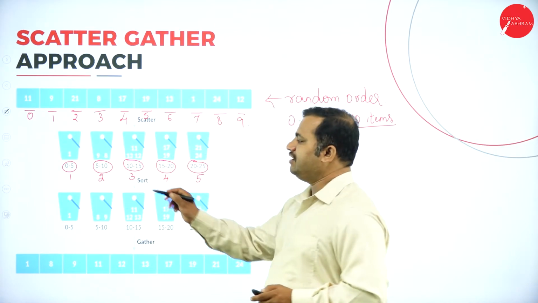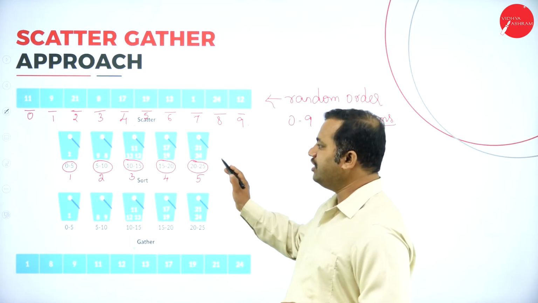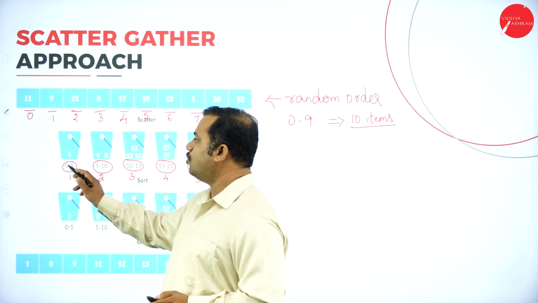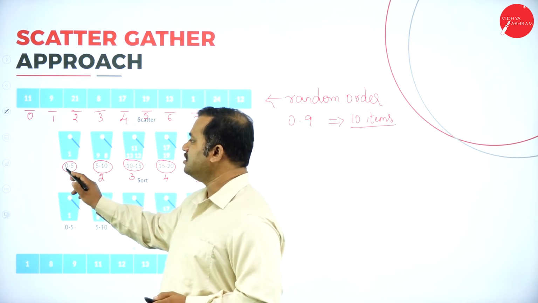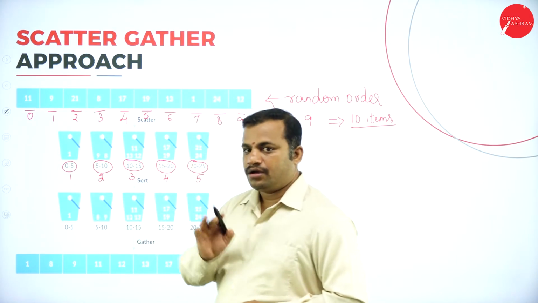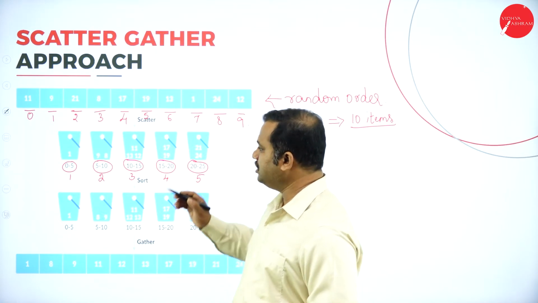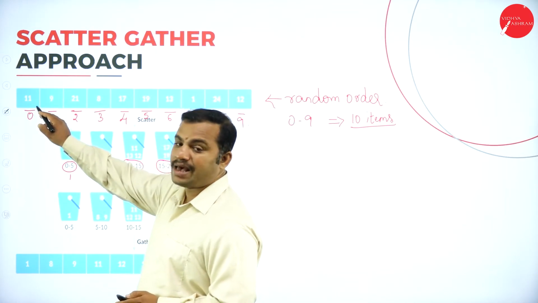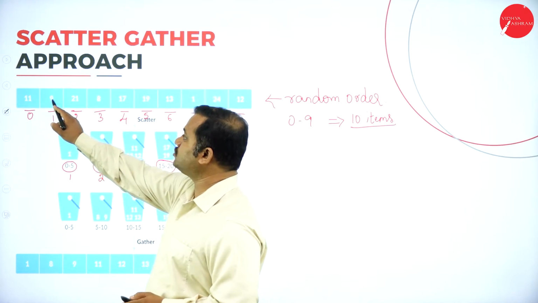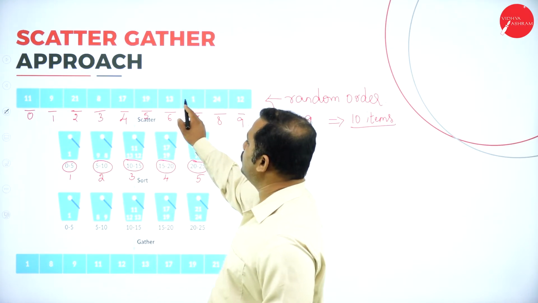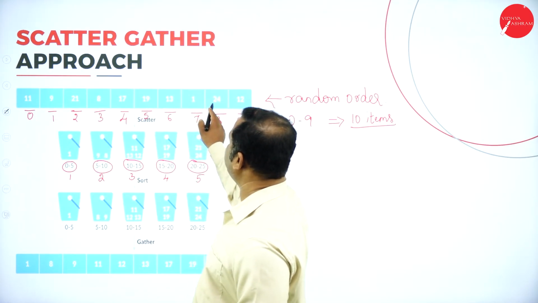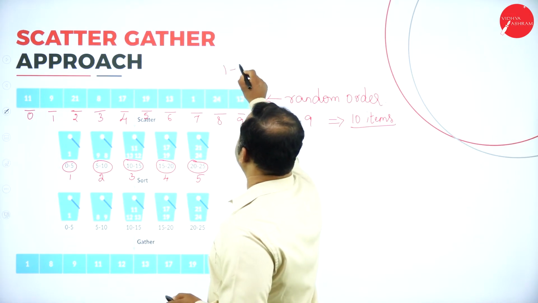So totally we have 5 buckets here, where each of these buckets can hold the values varying from 0 to 5 of elements. In this example, we have the elements varying from 1 to 19 or 24. 1 to 24.